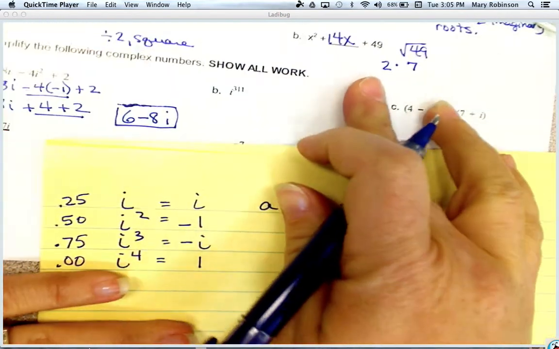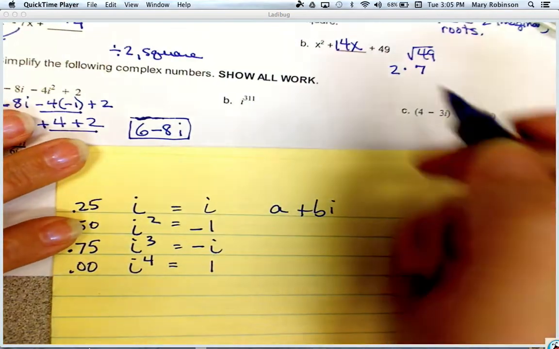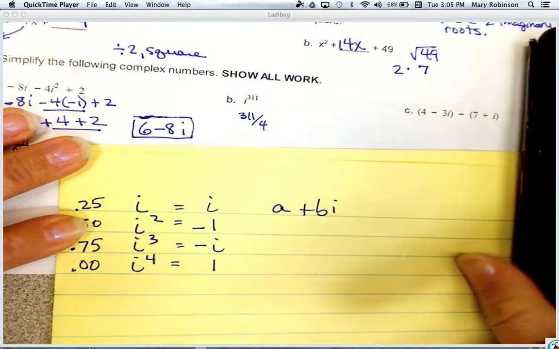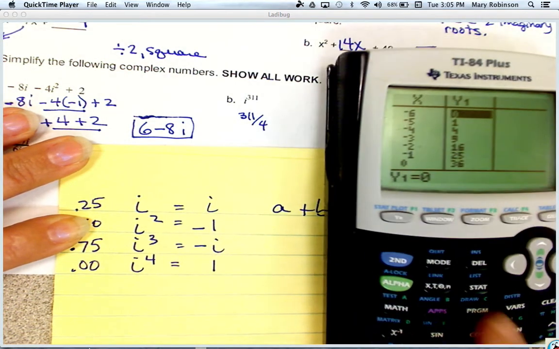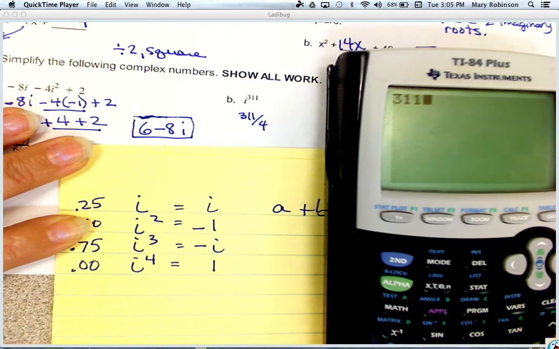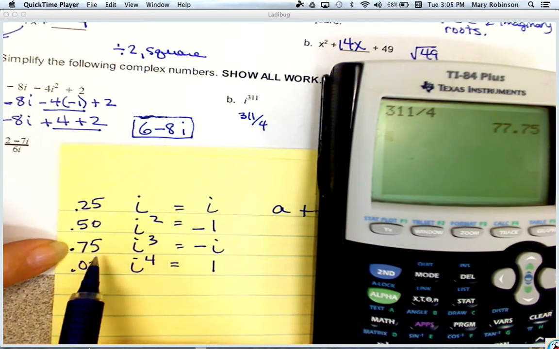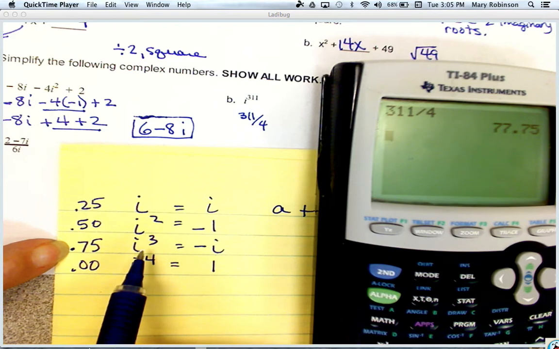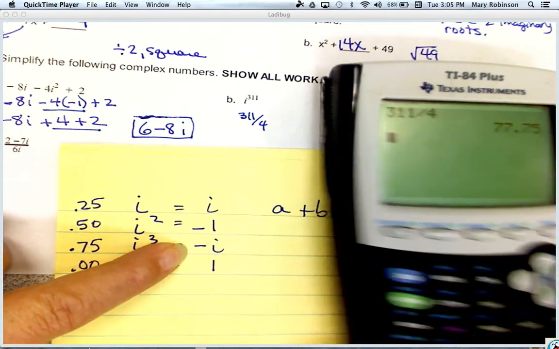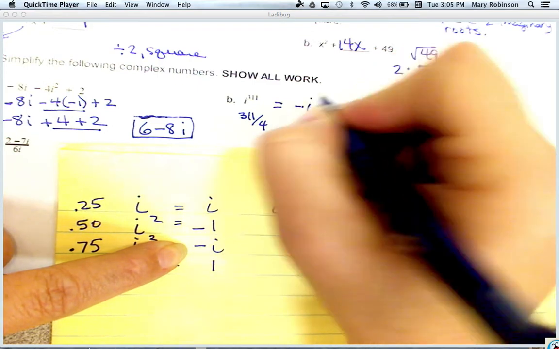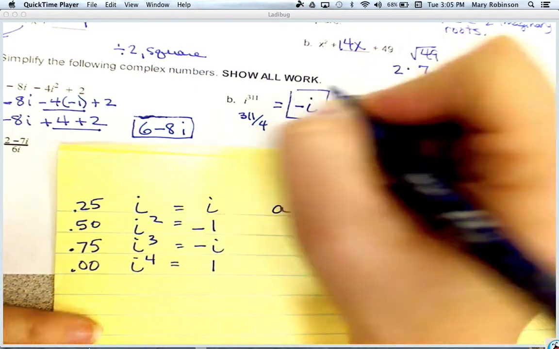Next we have i to the 311th power. So remember I told you to take 311 and divide by 4. On your calculator, 311 divided by 4 ends in a number that's 0.75. That means it equates here to i cubed, which is -i. So this has the same value as i cubed, which is -i, and that's your answer.